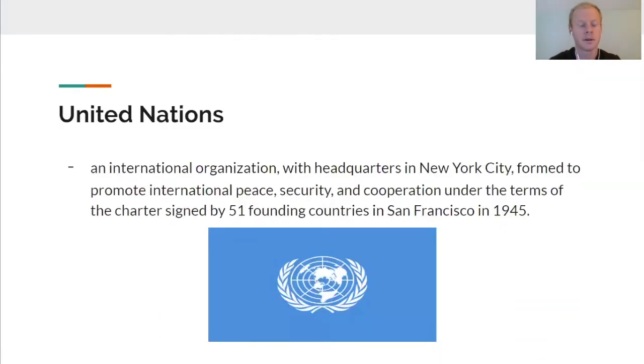And finally, the United Nations, which is an international organization with headquarters in New York City, formed to promote international peace, security, and cooperation under the terms of the charter signed by 51 founding countries in San Francisco in 1945. And this is the UN flag down below.